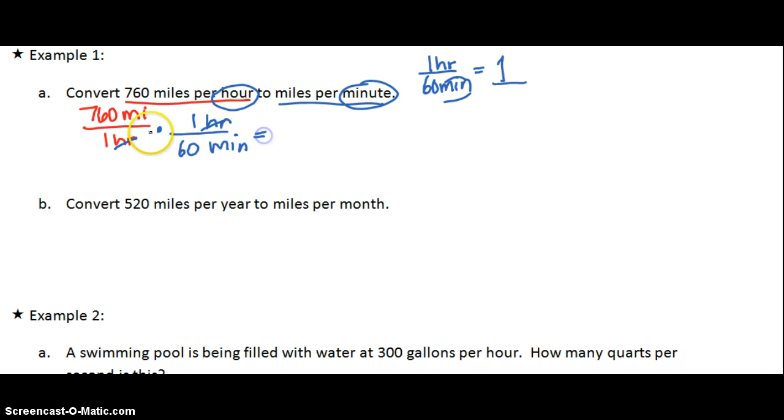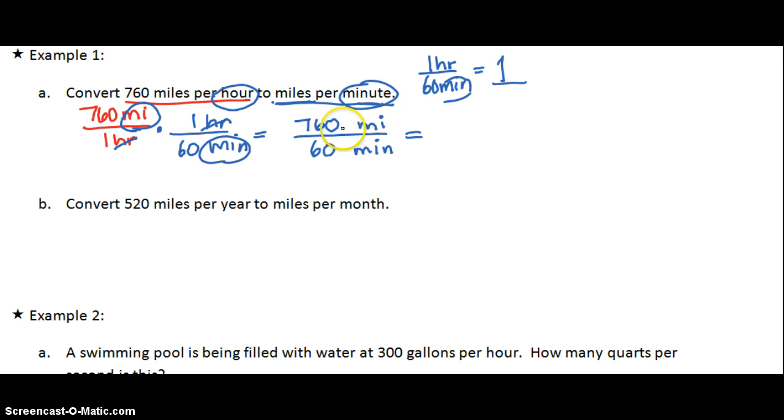See? And so the math that I'm going to be doing is 760 divided by 60. But I have left here in my dimensions miles over minutes. And that was the goal that I had for myself. Change it to miles per minute. And now I have miles per minute. So once you've set the problem up, the math is the easy part. Analyzing the dimensions is the hard part.